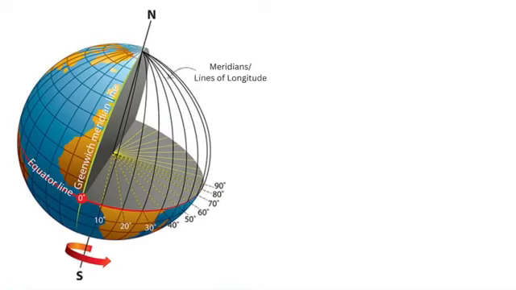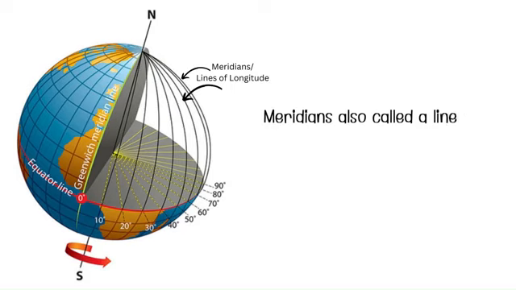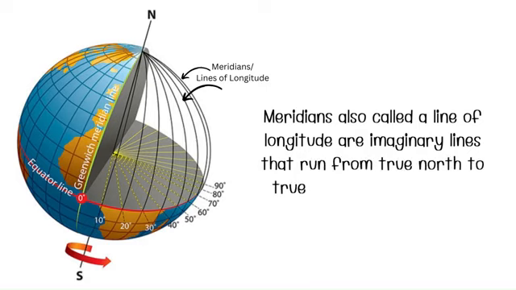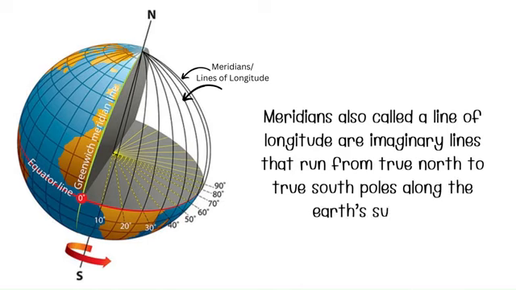Meridians, also called lines of longitude, are imaginary lines that run from the true north to the true south poles along the Earth's surface, as shown in the figure. This is the exact geographical definition that has been provided. As shown in the figure, based on the definition, there are several longitudinal lines that are possible.